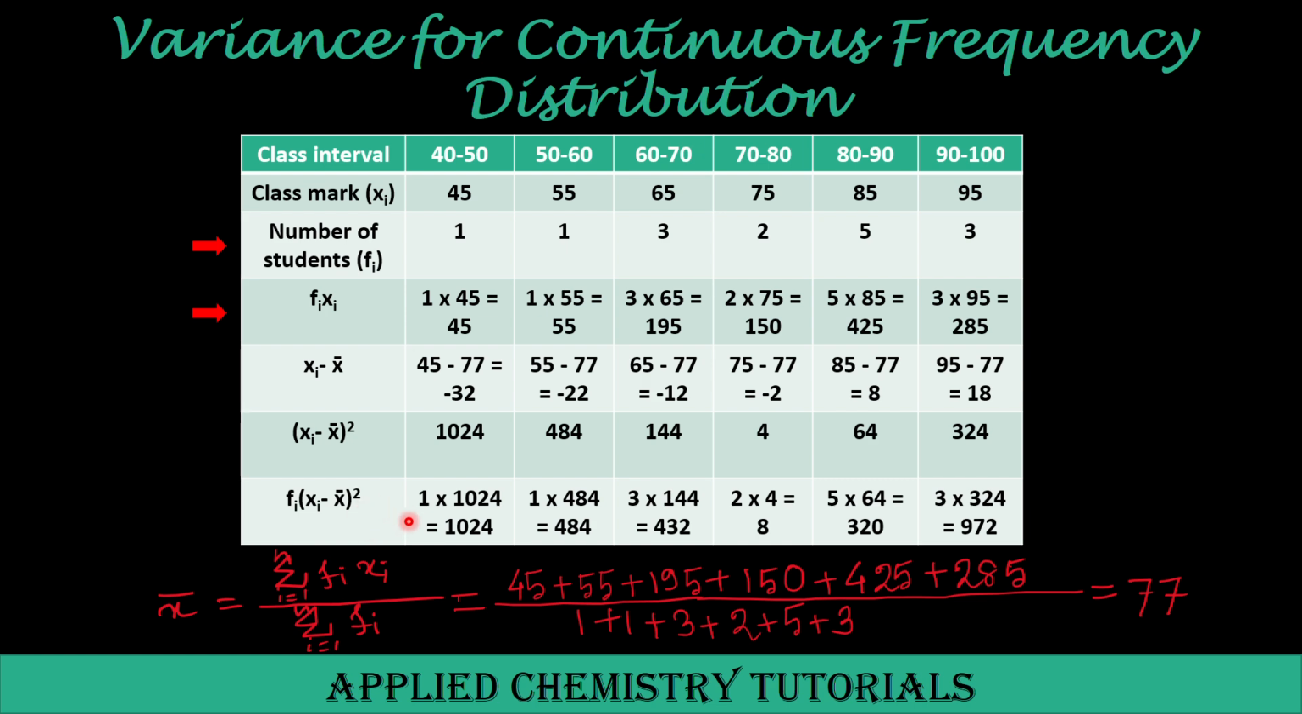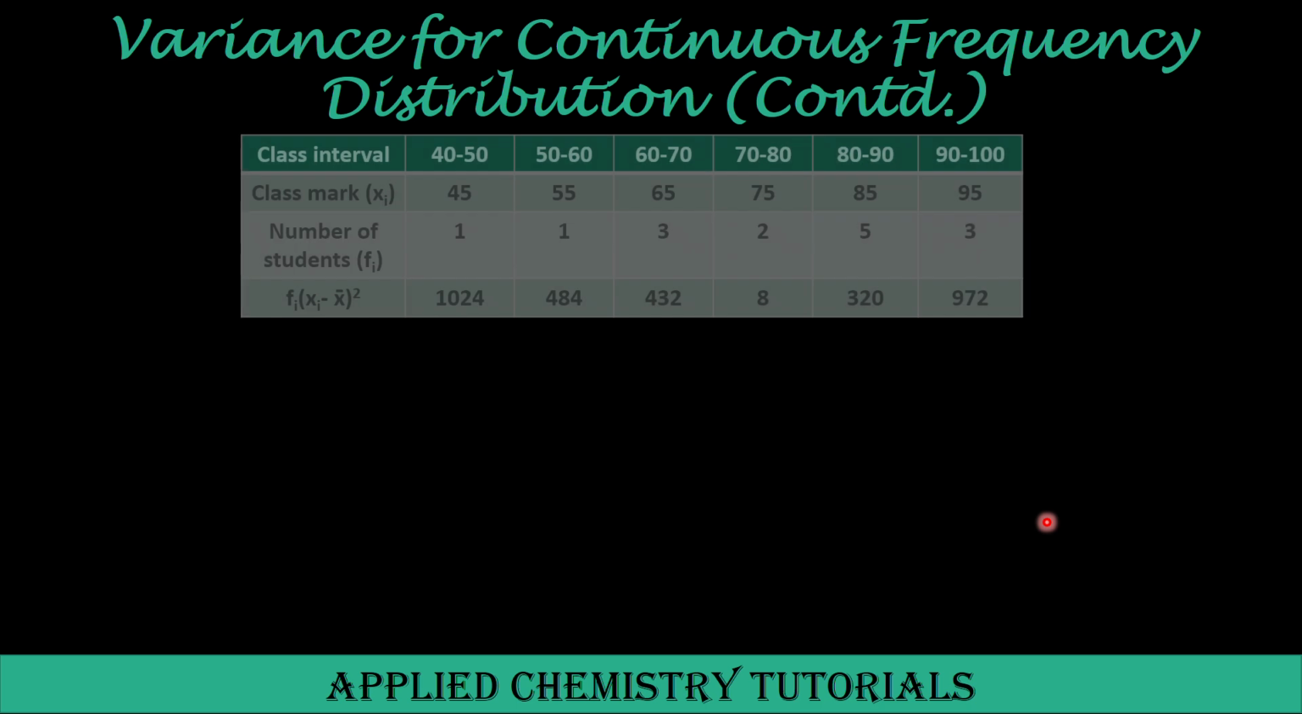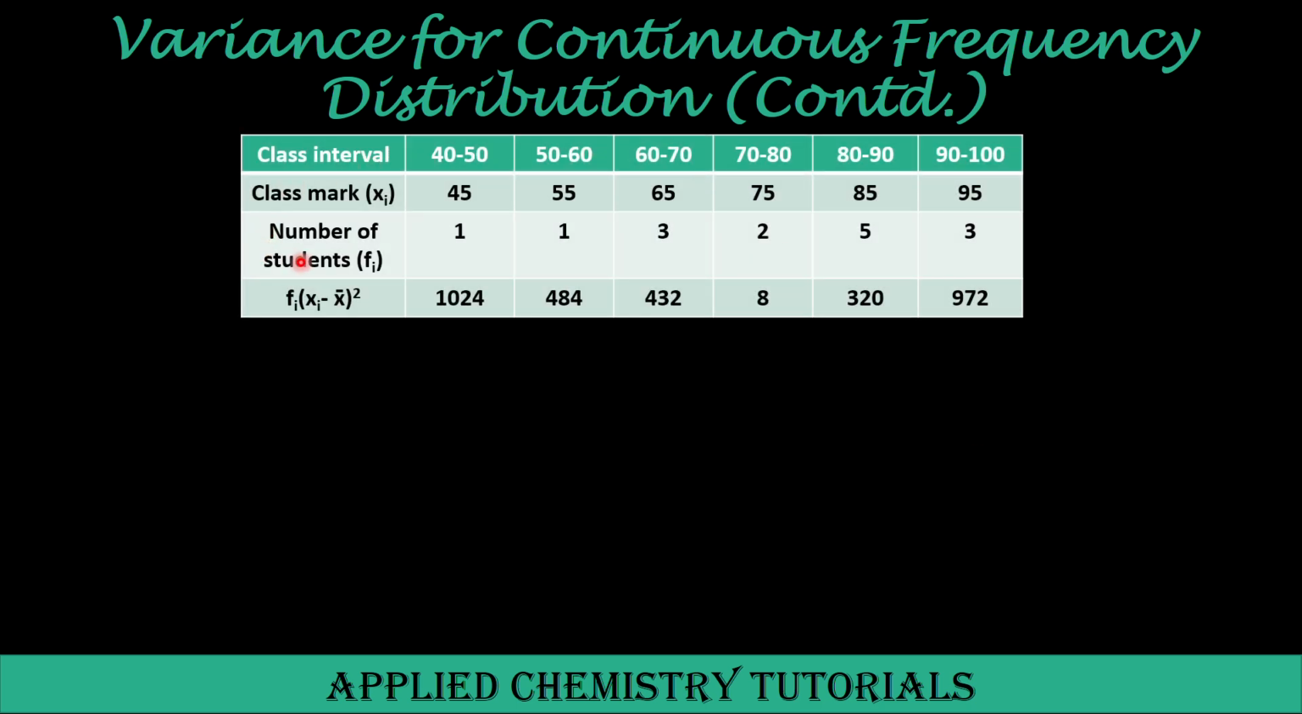And finally, we calculate fi multiplied by xi minus x bar whole square. Here fi is 1, and the corresponding xi minus x bar whole square term is 1024, so it equals 1024. Similarly, we can calculate fi multiplied by xi minus x bar whole square for all the class intervals, as shown here. Now that we have all the values in tabulated format, we can put them in a concise table: class intervals in row 1, class marks in row 2, number of students fi in row 3, and fi multiplied by xi minus x bar whole square in row 4.